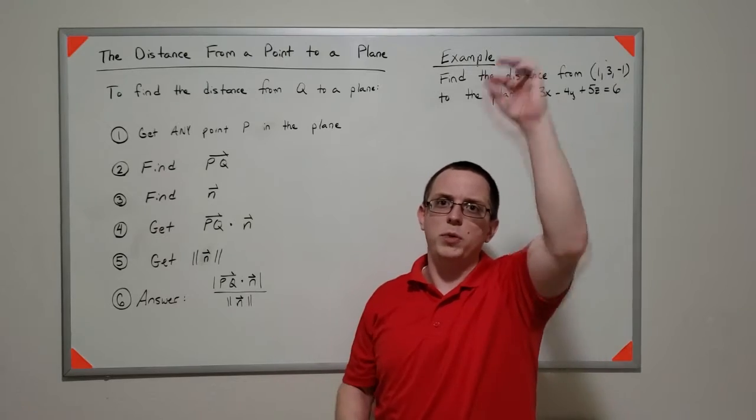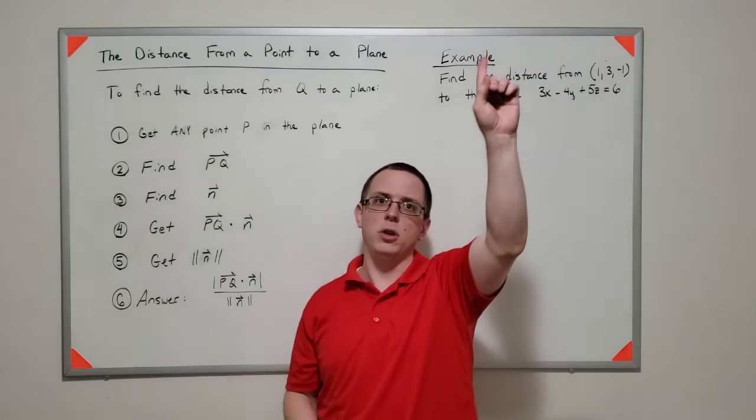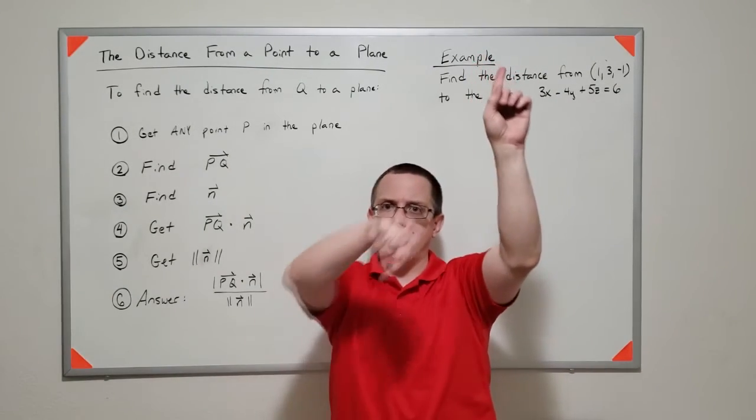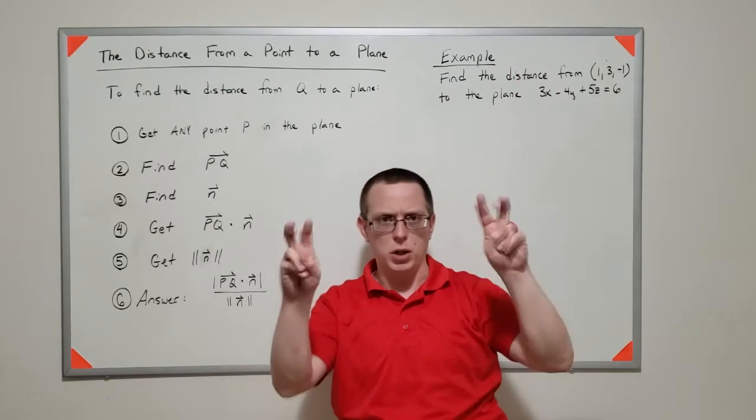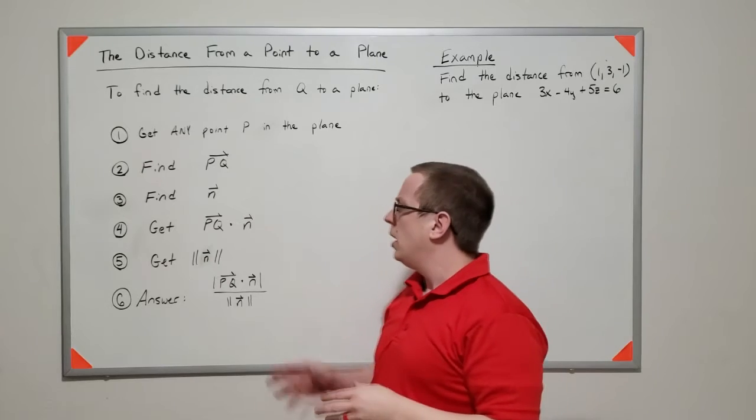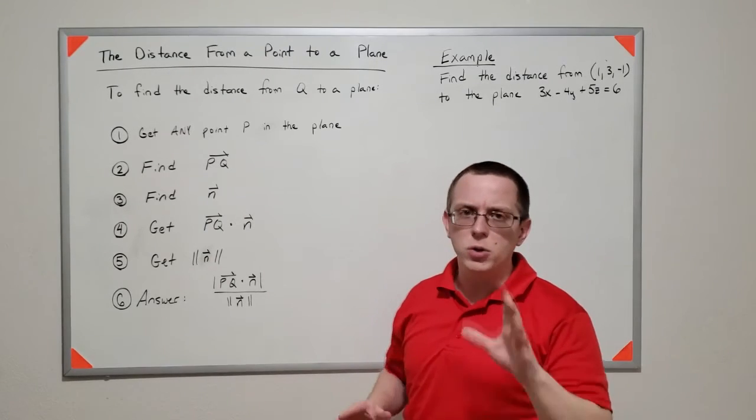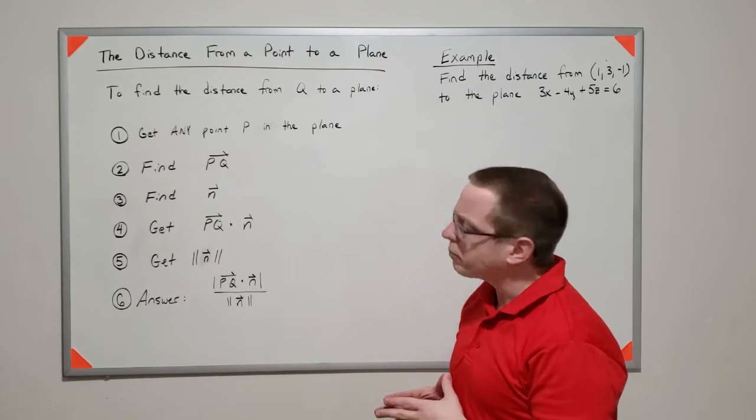And when we talk about a distance from a point to the plane, the normal might be pointed in one direction, but that PQ vector might be pointed in another one because the point is below the plane. So we always take a look at the absolute value. So I apologize for that mistake.